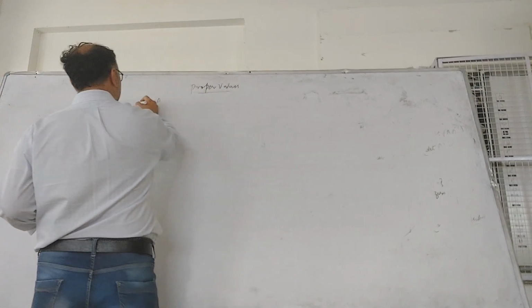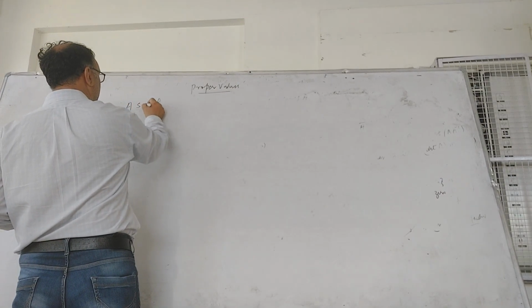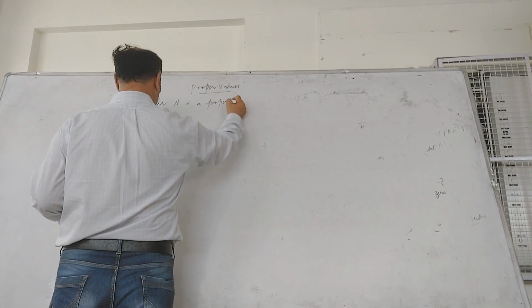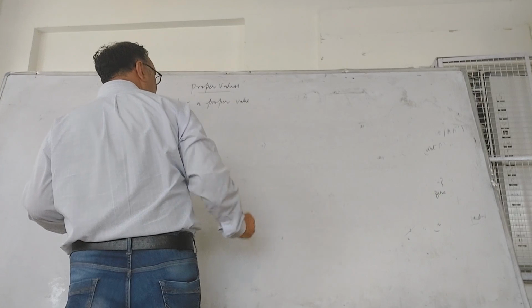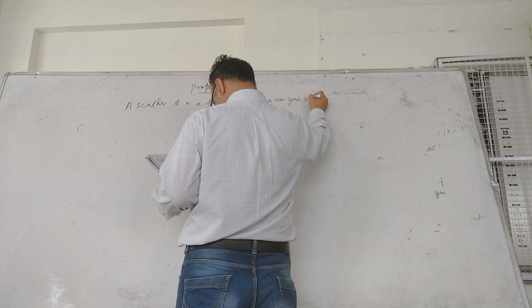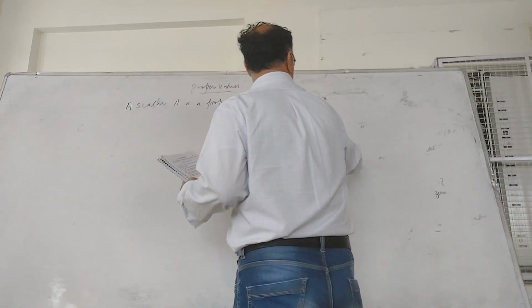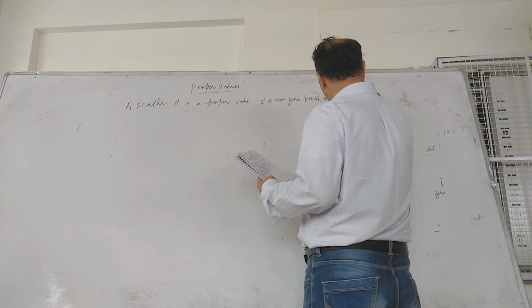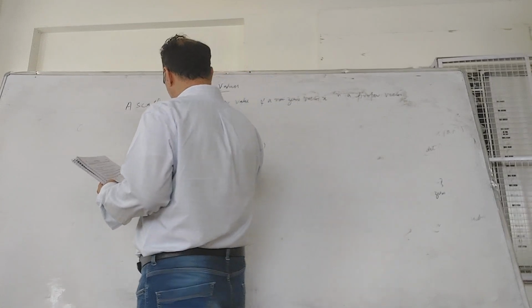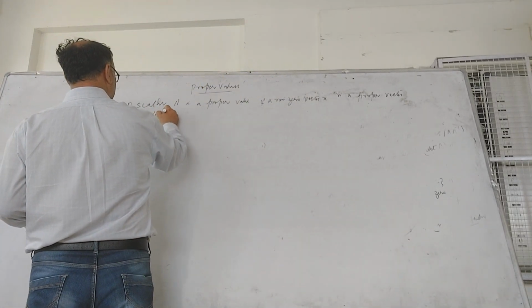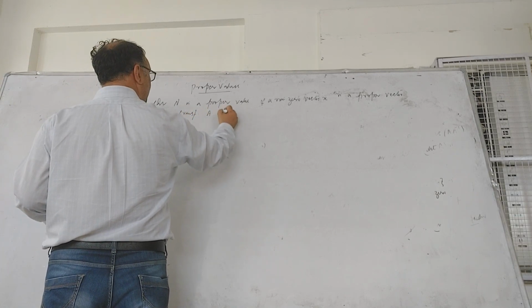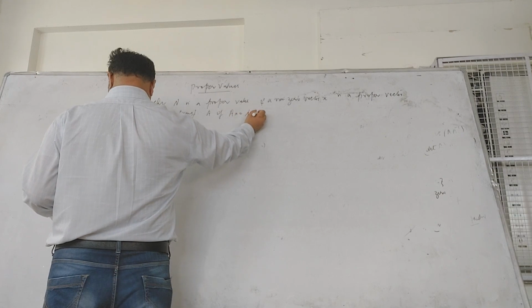So a scalar lambda is a proper value, and a non-zero vector x is a proper vector of a linear transformation A if A of x is lambda of x.